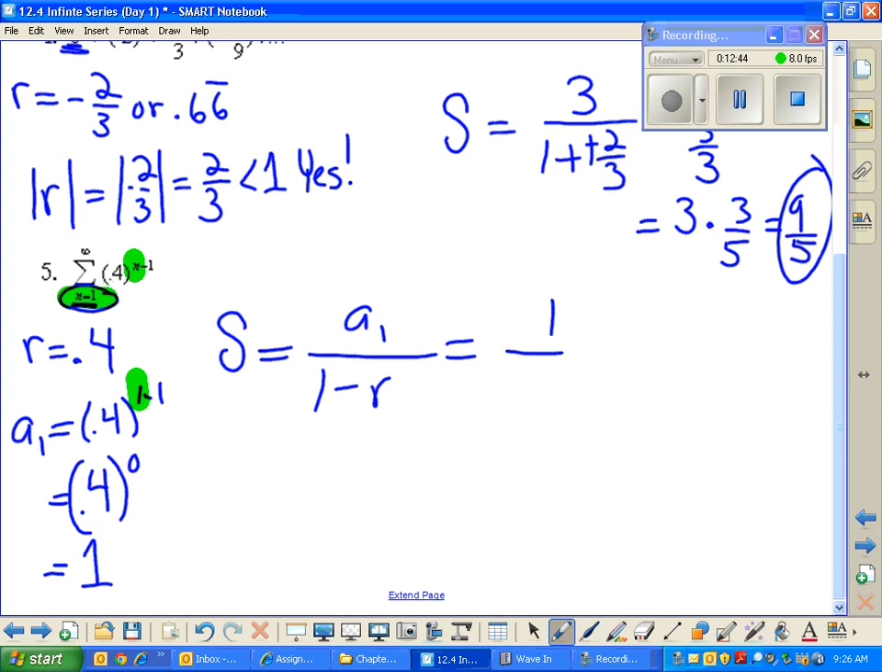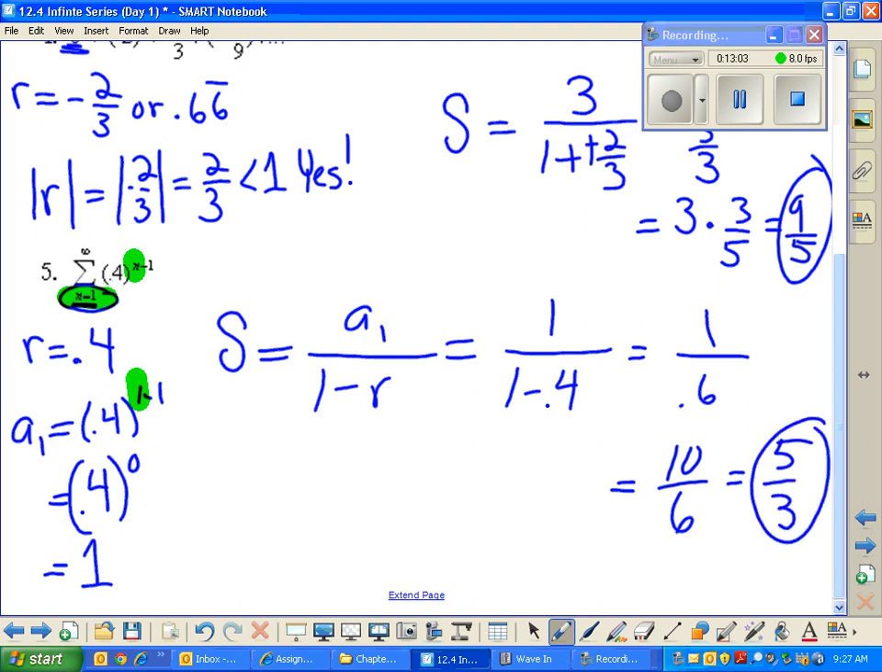So I have 1 over 1 minus 0.4, which is the same thing as 1 over 0.6. 0.6 is 6/10. Divided into 1, you get 10 over 6, which is 5/3. So that's my sum there. And that is it. Questions about that? Because that is our lesson for today.